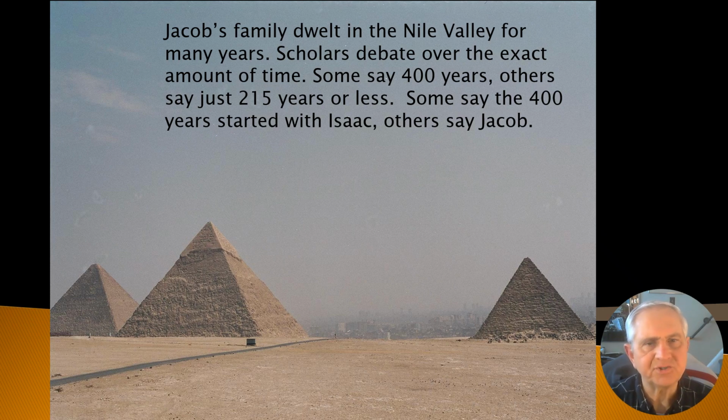Now it says that Jacob's family dwelt in the Nile, the Goshen area, for many years, and scholars debate over the exact amount of time. It says 400 years, 430 years in the Masoretic text, the Hebrew Bible, and then others it just says 215 years or less, 215 coming from the Septuagint. And some say the 400 years starts with Isaac, others say from Jacob. This would be from the Talmud. So there's a lot of debate about how many years they spent in Egypt.